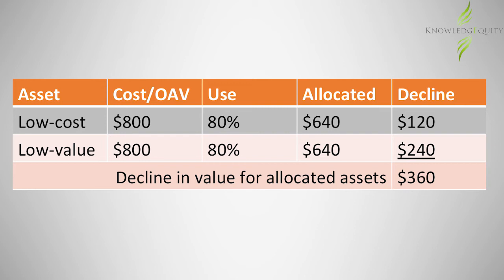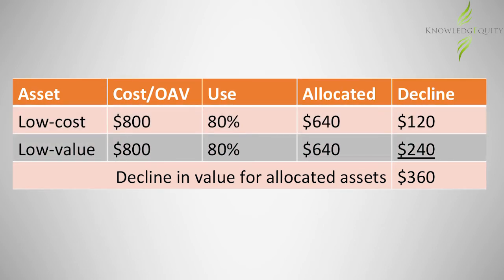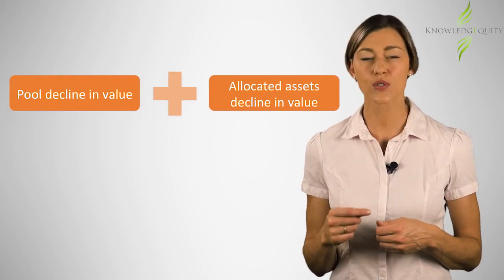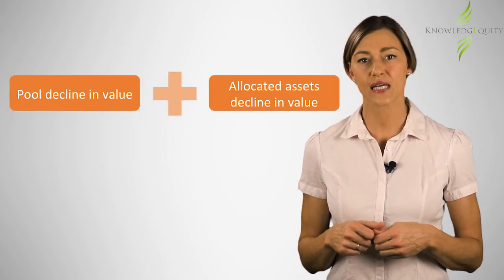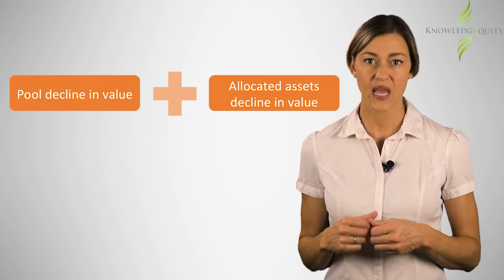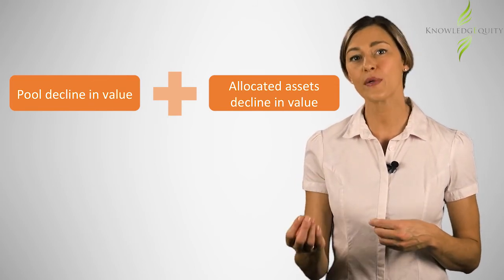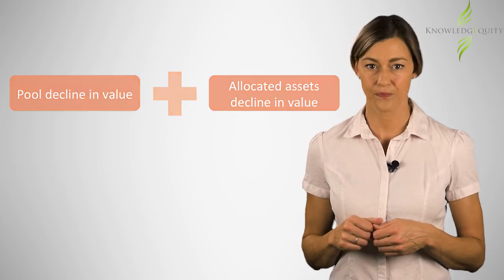On the other hand, the low-value asset, although this is the first year it is allocated to the pool, has a decline in value of $240, which is 37.5%, because this is not the year in which the asset was first installed. Rather, just the first year it has been allocated to the pool. It is also important to remember that these declines are in addition to the pool decline in value, which was calculated using the opening pool balance. These assets will form part of the opening pool balance in the next income year.